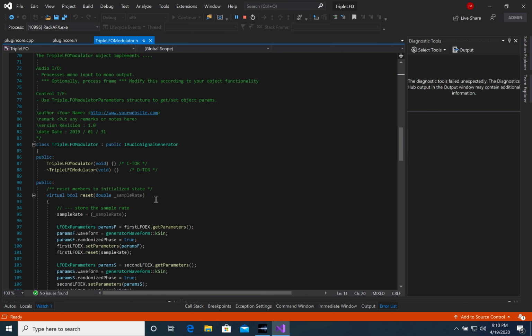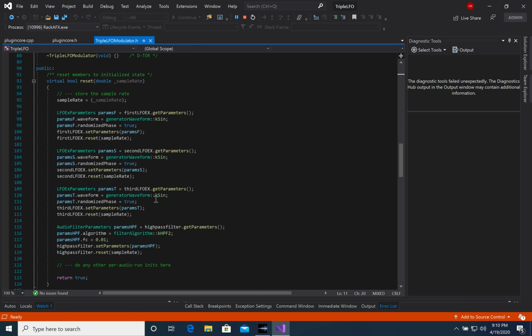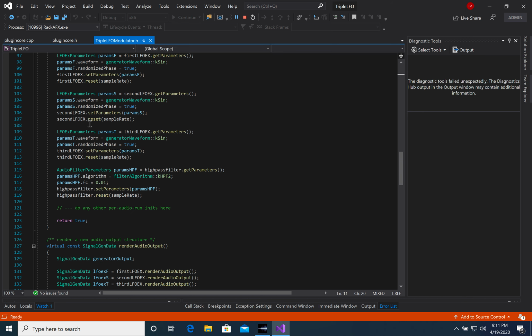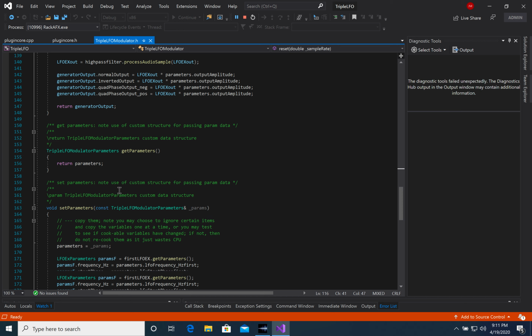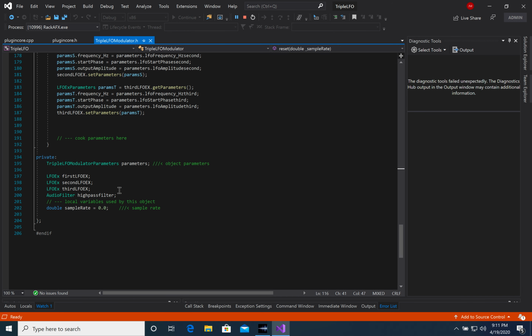it otherwise. Then if we go to the reset, we are resetting the three LFOEXs, and what we're doing is we're making sure that all three of them are sine waves. Once again, that they're starting at a random phase. And then we set them, and we reset the sample rate. And then we have an audio filter that we're also using, the high pass filter, so we're setting that up. We have the second order high pass filter with the frequency cutoff of 0.01 Hertz. Then I'm going to skip this for a second and go all the way down to our members.